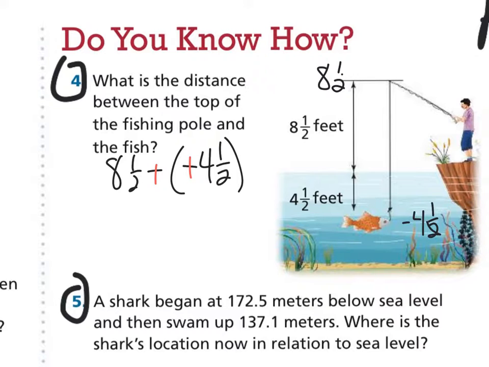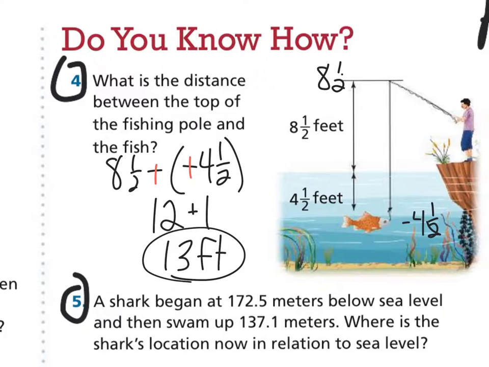Another way simply to do this problem is look at that. The top of the fishing pole is 8.5 feet above. Fish is 4.5 below. So if we do 8.5 plus 4.5, that would tell us the distance between these two. So if we add these together, we've got 8 plus 4 is 12. A half plus a half is a whole. So 12 plus 1. Total distance would be 13 feet.